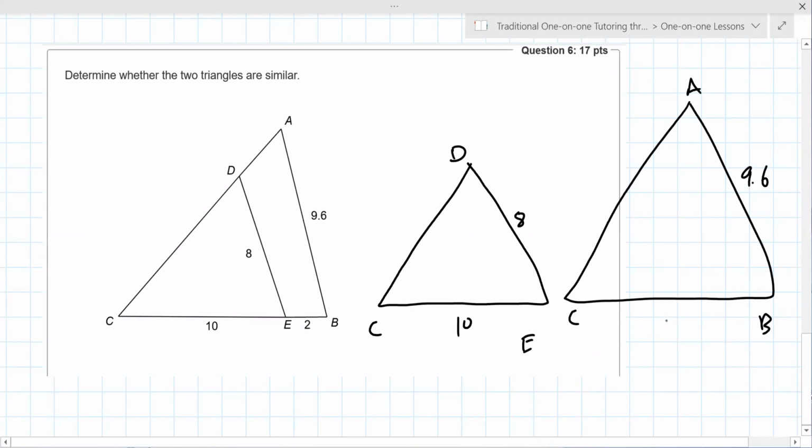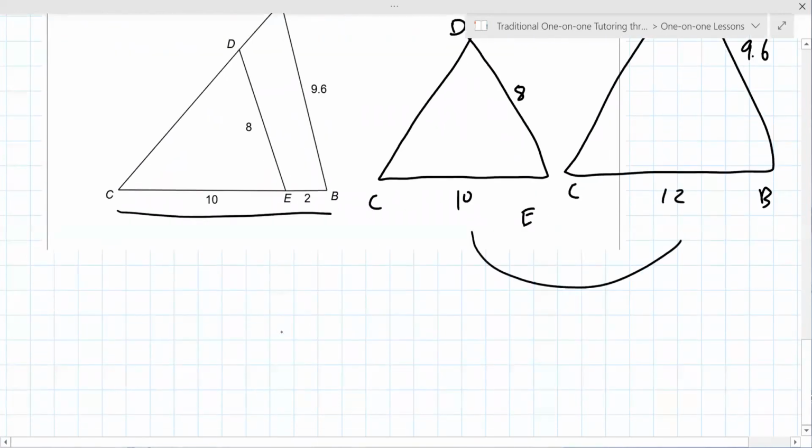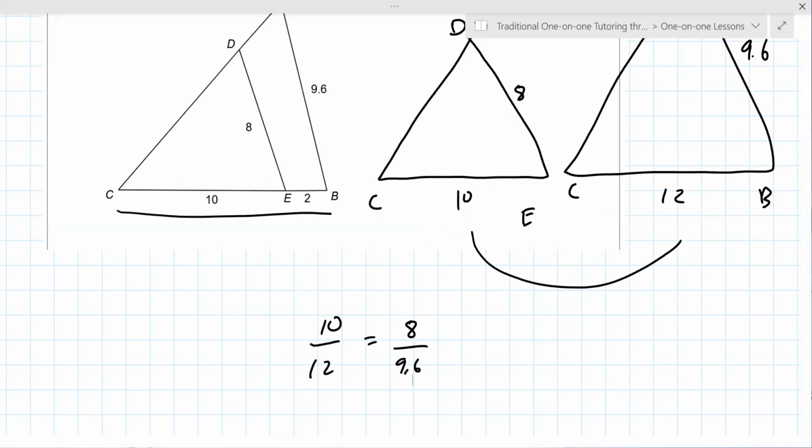The length is 10. The whole thing, 10 plus 2, is 12. So now again, it's ratios. It's this side to this side: 10 over 12 equal to 8 over 9.6. Yes, they are the same. Okay, so these are similar. And they're similar to this.